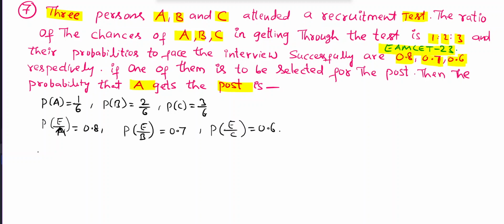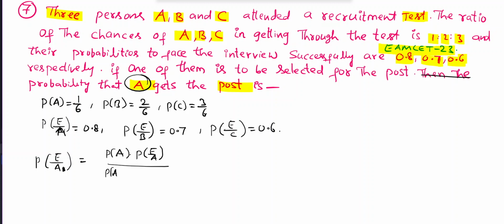We know that from Bayes theorem, the probability that A gets the post, that is probability of A1 by E, is equal to probability of A into probability of E by A, divided by P of A into P of E by A plus P of B into P of E by B plus P of C into P of E by C.